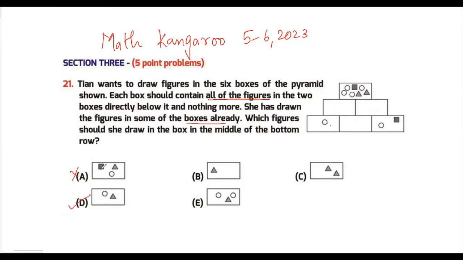The only option that will fit in is D. So let's just try for D. Suppose we have a circle and a triangle. So this one will have 2 circles and a triangle, and this one will also have 2 circles, a triangle and a square. So let's just check. So you have 1, 2, these 2, and these 2 are gone. There is a square and there are 2 triangles, right? So this fits in. So the answer for question 21 is option D.